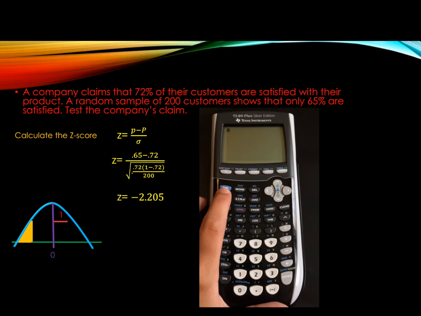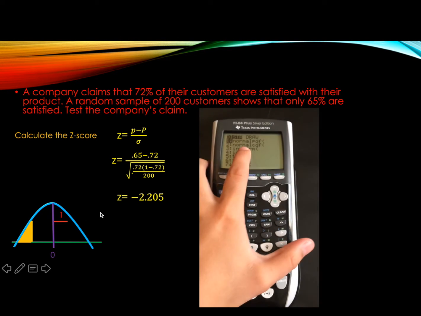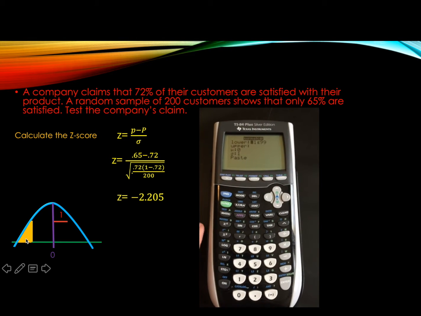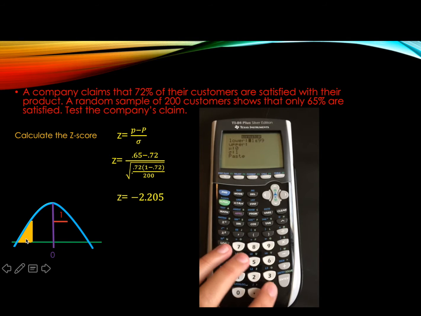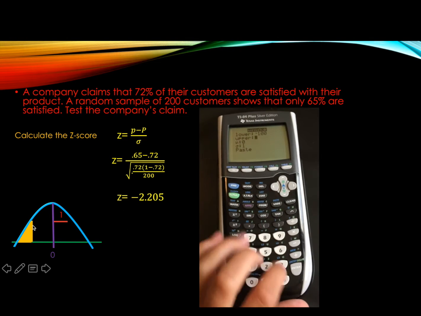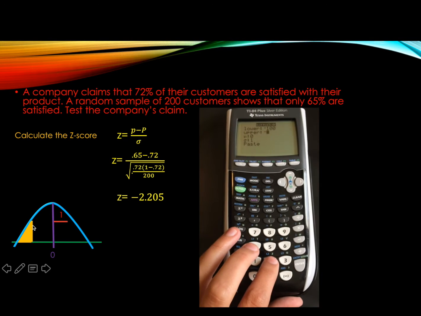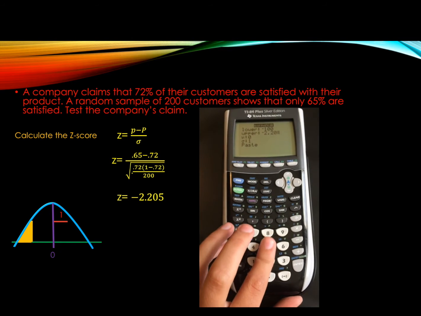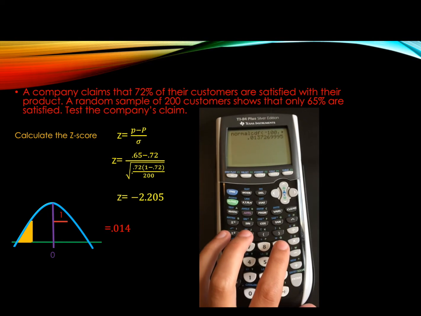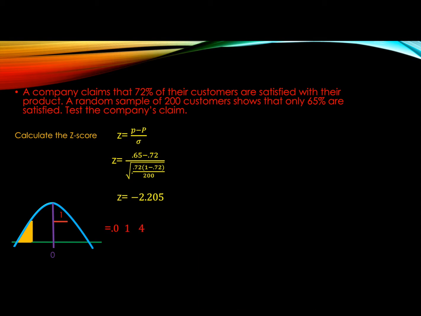Okay, let's solve this. 2nd Vars, second one from the top, normal CDF. Since our bound is less than, we plug in a large negative number, negative 100. Our upper bound is our z-score, negative 2.205. You get this answer, which rounds to 0.014. This is our p-value, or our probability.